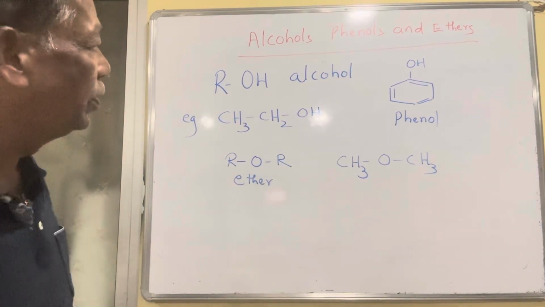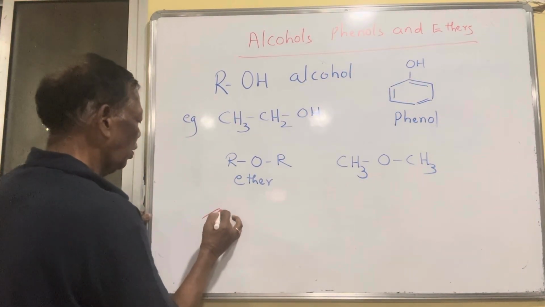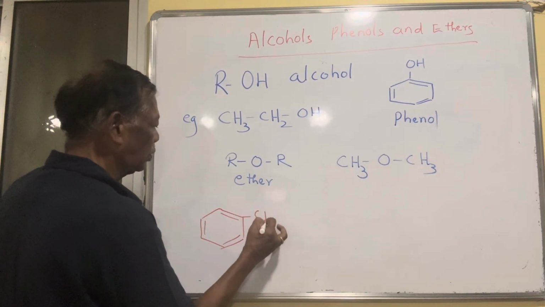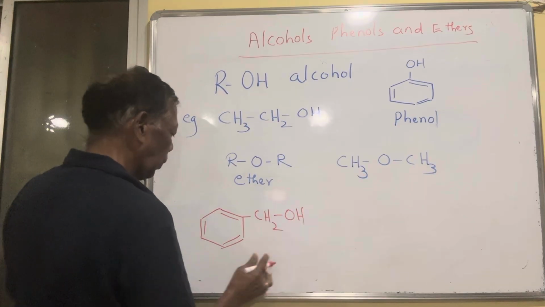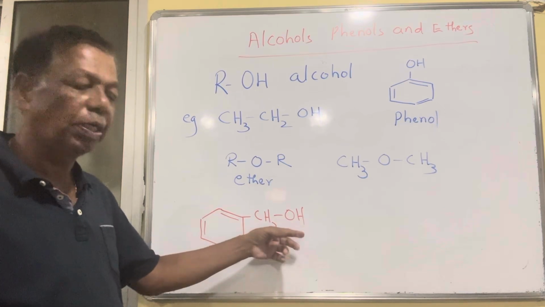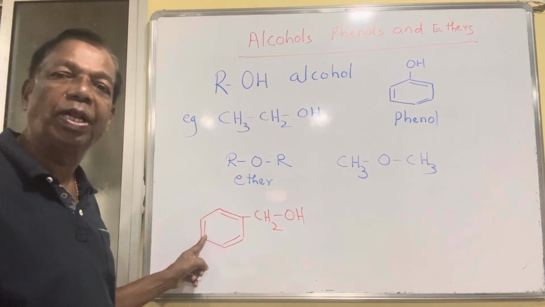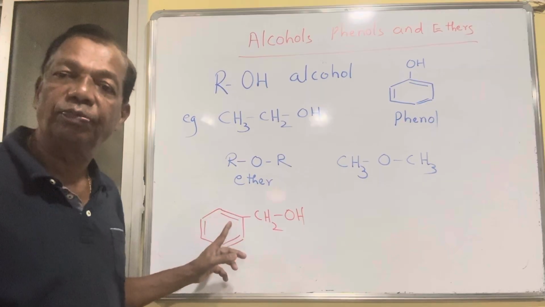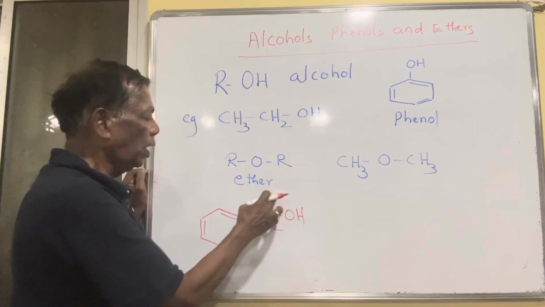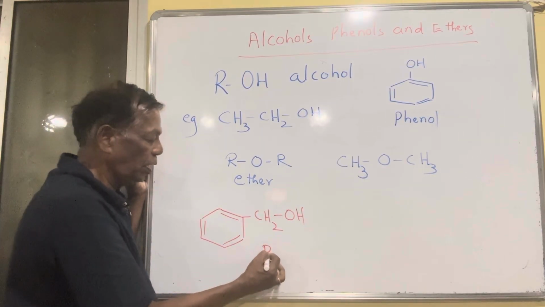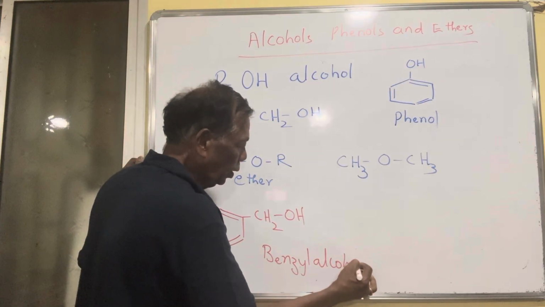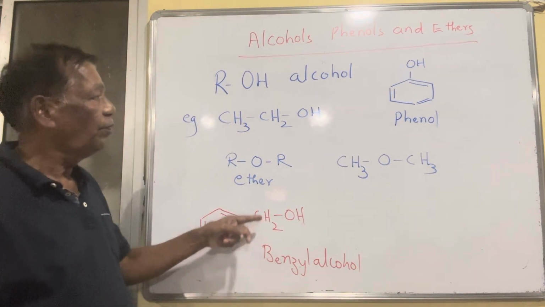Now this compound, if you just consider this, you may get confused. So that's why I'm showing this here. Suppose you have a compound which is like C6H5CH2OH. Now is this alcohol or is it phenol? Here the OH group is bonded to CH2 and then the phenyl ring. So this is not phenol, this is not ether, this is alcohol. Remember, this is called benzyl alcohol. So we have here alcohol different from phenol.